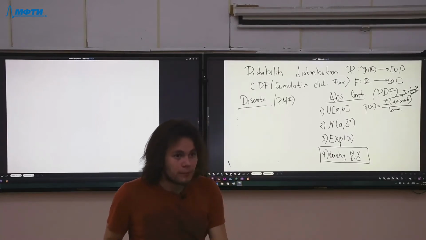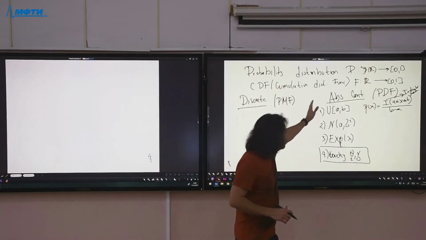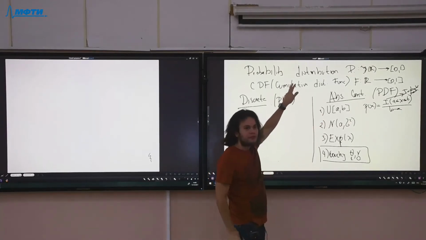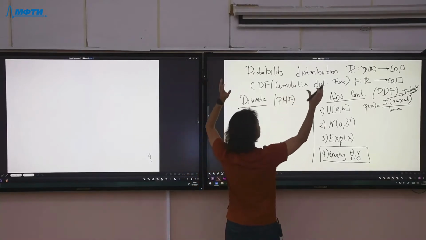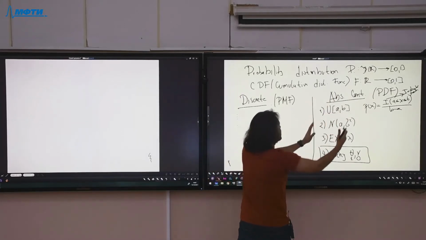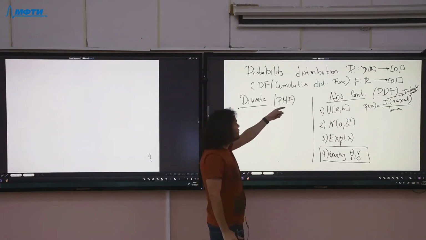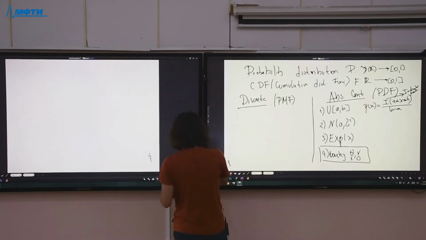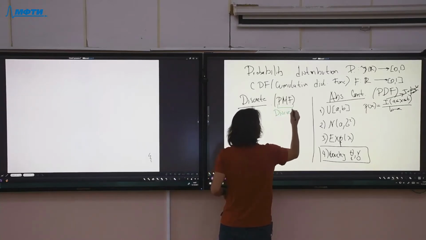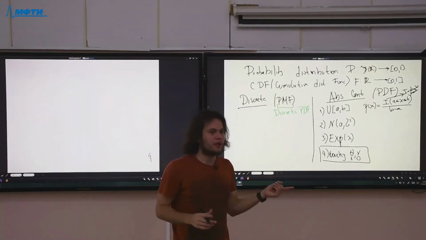Also, for discrete and absolutely continuous, the PDF is only for absolutely continuous, right? The PMF can be applied to the discrete. And the CDF applies to both, right? So that's why I have the CDF as a big title here, and then I have this division here. So you can actually call the PMF a discrete PDF somehow. This is not usual in English, but in Russian it is. So this is somehow the discrete PDF, right? But the discrete PDF is not a PDF, right?